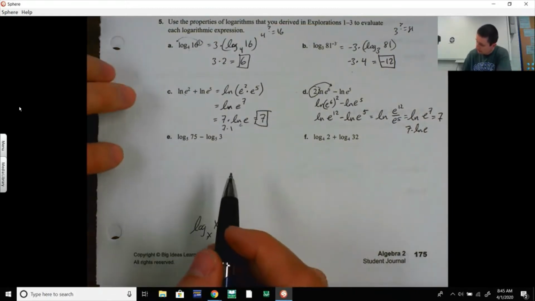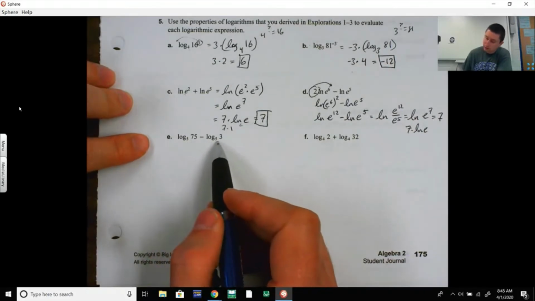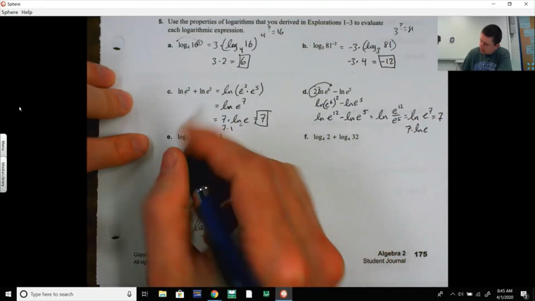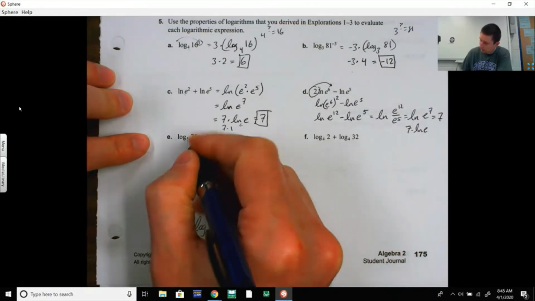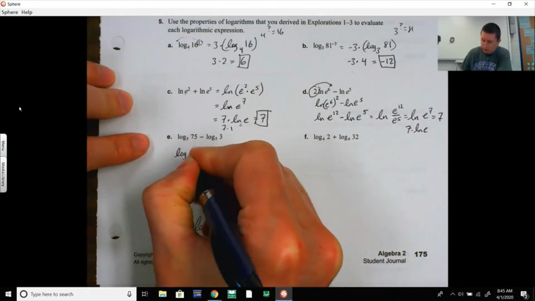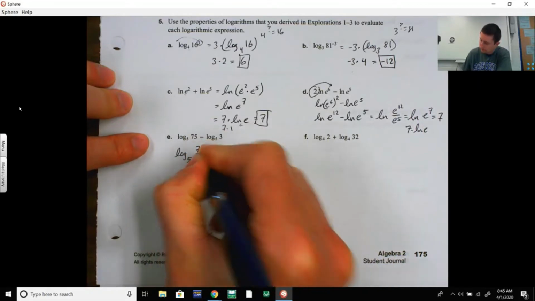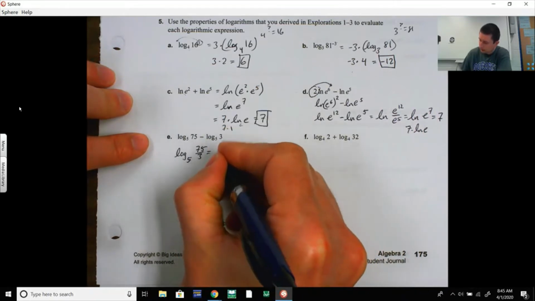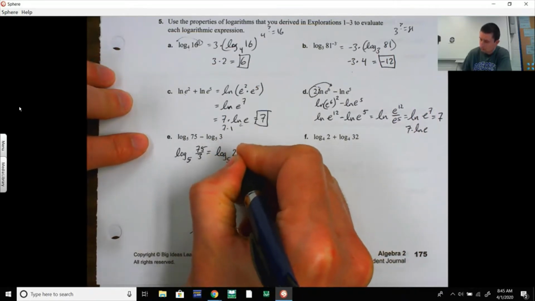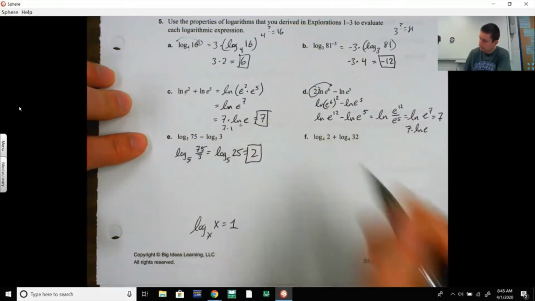Okay. Log base 5 of 75 minus log base 5 of 3. So this follows a minus sign, so we're going to say log, not natural log, sorry, log base 5 of 75 over 3. 75 divided by 3 is 25, so log base 5 of 25. So 5 to what power is 25? We'd get 2.